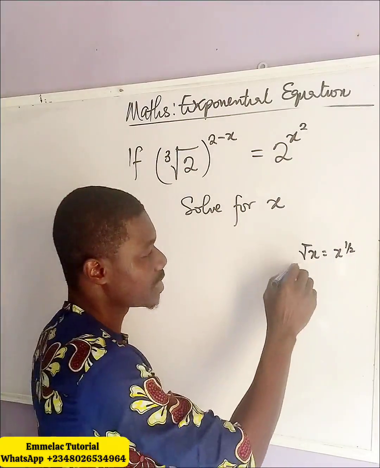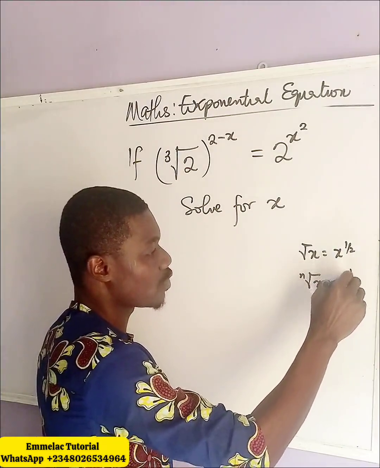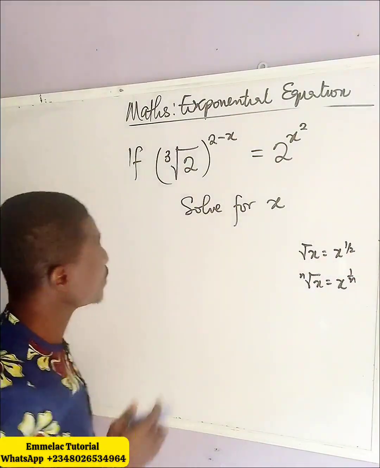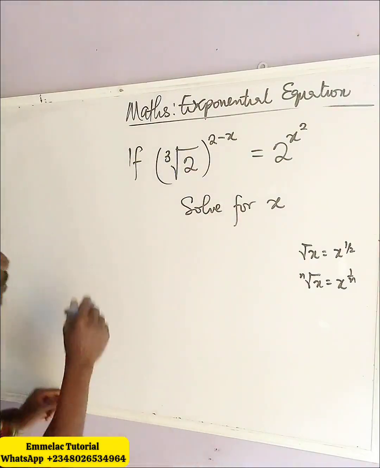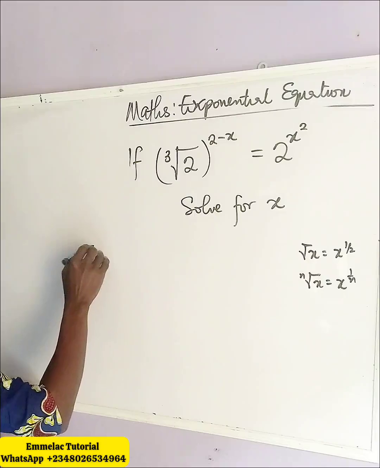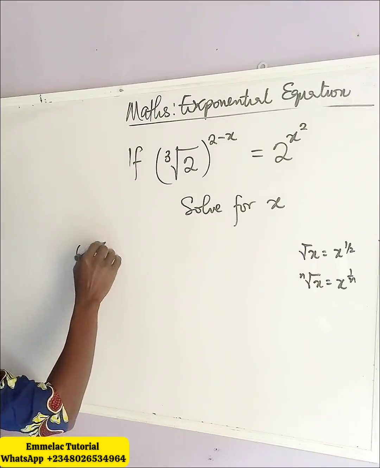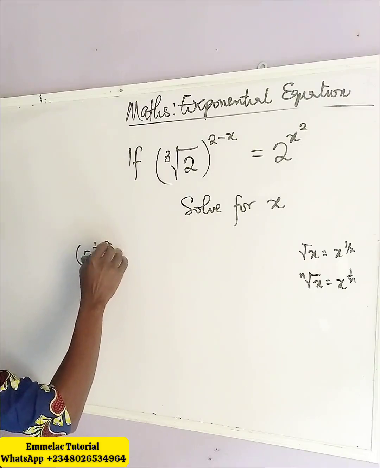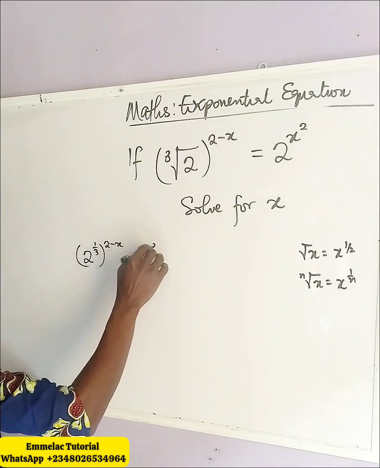So the nth root of x is x raised to the power 1 over n. Here we have 3 as n. So whatever is in parentheses will give us 2 raised to the power of 1 over 3, all raised to the power of 2 minus x, then equals 2 raised to the power of x squared.